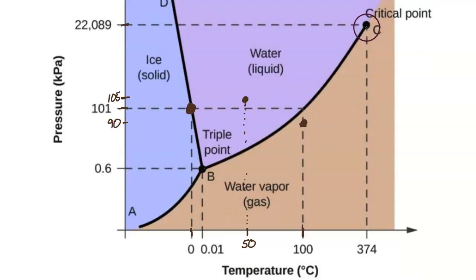If the temperature of water is higher than 374 degrees Celsius, or if the pressure upon the water is higher than 22,089 kilopascals, then there cannot be an equilibrium between the gas and liquid phases of water.